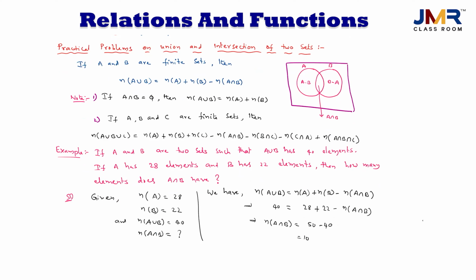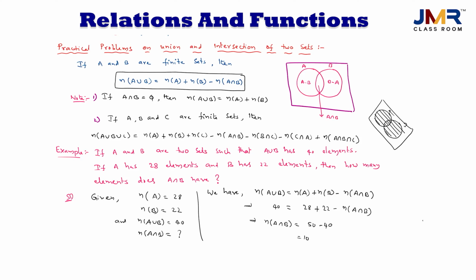If A intersection B equals the empty set, then n(A union B) equals n(A) plus n(B). Why? Because this formula, which is very important, we can prove by using a Venn diagram. n(A union B) means total elements. For example, this is set A, this is set B. n(A) means this whole set, n(B) means this whole set.